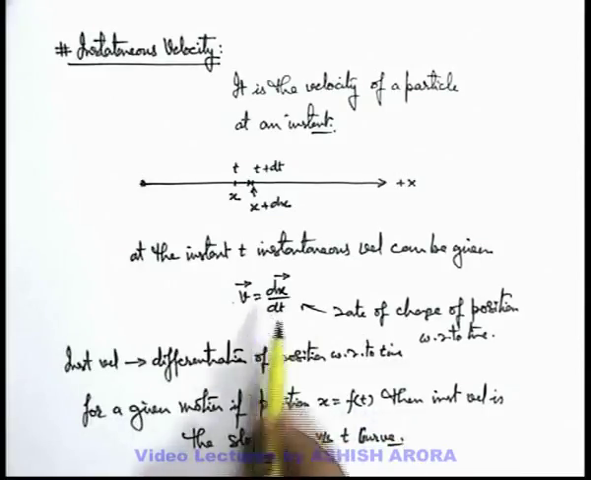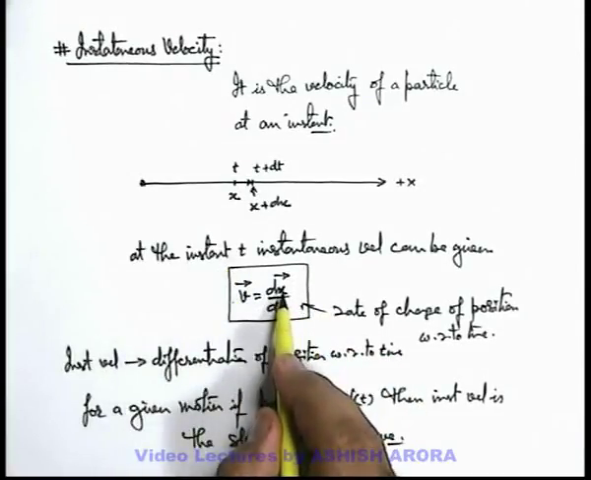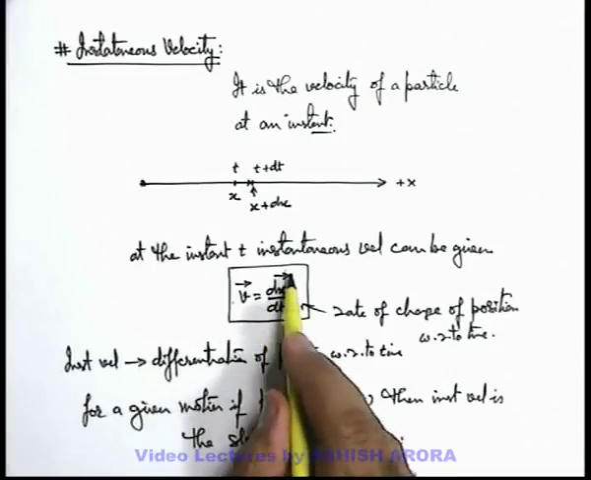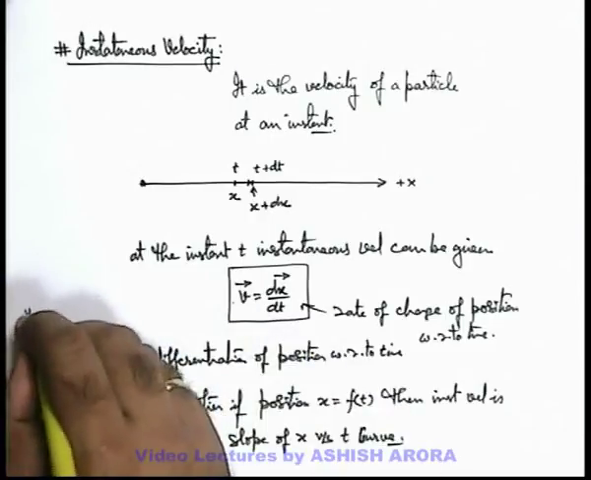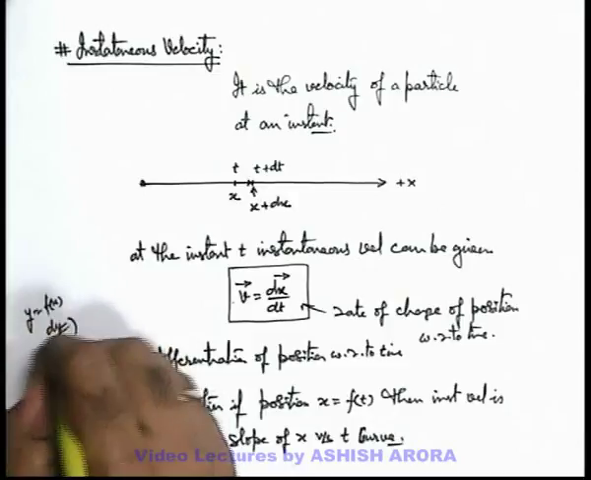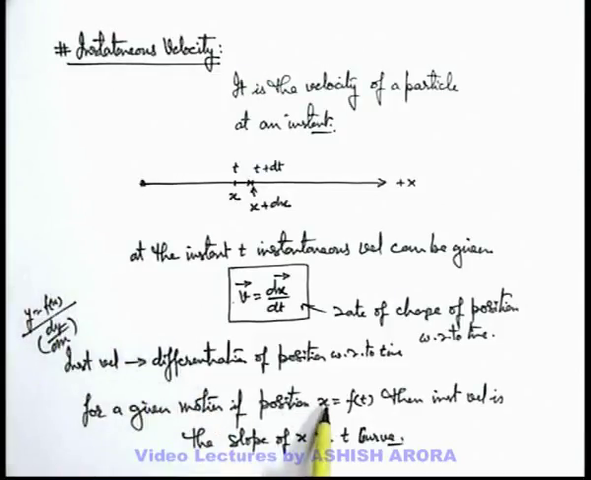As we already studied, the differentiation of a particular variable with respect to the variable on which it depends gives us the slope. If y is given as f of x, we have studied that dy by dx is the slope of the y equals f(x) curve. Similarly here, we have position as a function of time. Then instantaneous velocity is given by the slope of the x versus time curve.